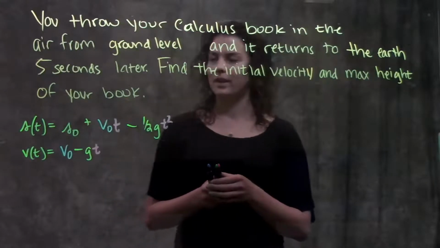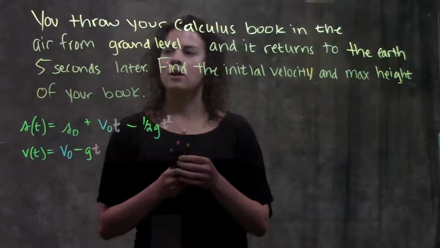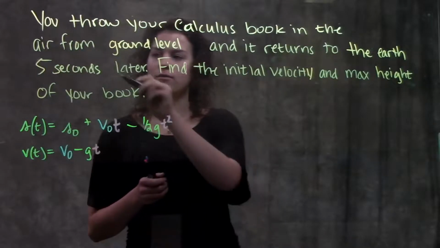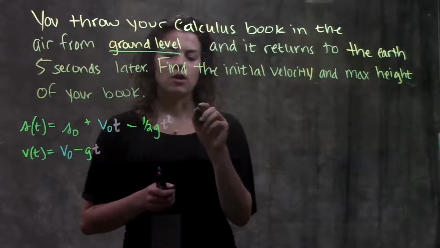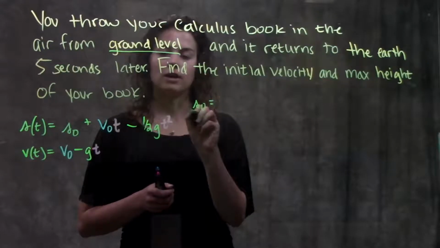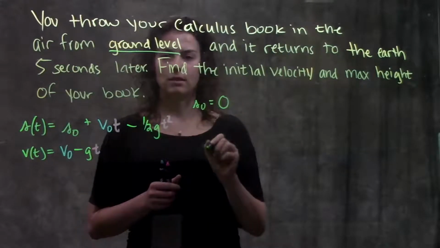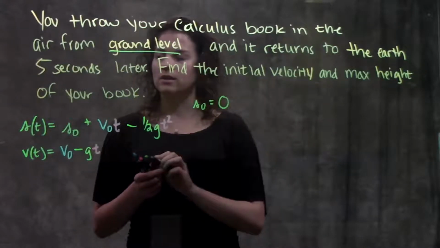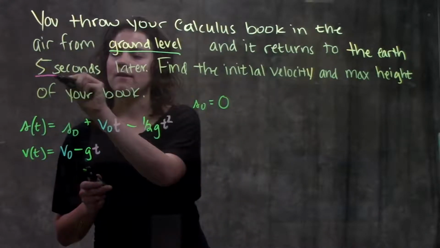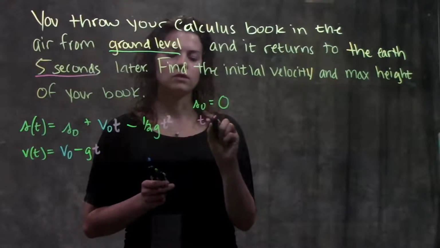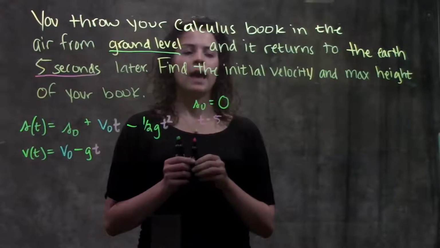All right, so it tells us that we threw our calculus book in the air from ground level. So we threw it from ground level. That means our initial position, S0, is 0. And it returns to the earth 5 seconds later. Okay, 5 seconds is our time. Our total time of travel was 5 seconds.